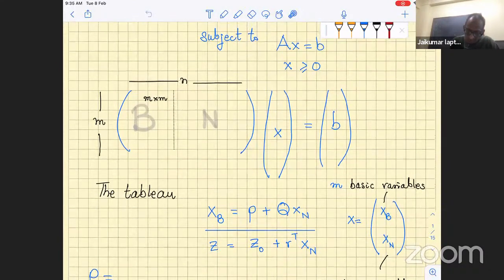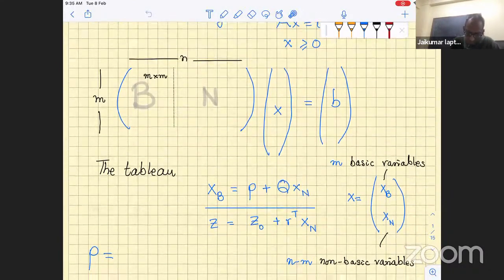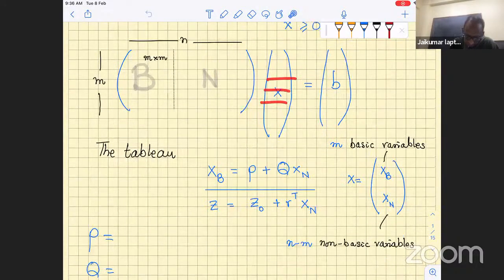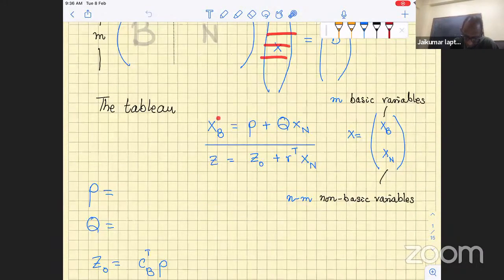Okay, so what we have is a system of equations, AX equals B. But if we look more closely, this is our A, this is our X, and this is B. And at any moment, we will be working with a certain basis. Okay, so it need not be contiguous, it need not be the first M columns. It is some M columns here, which will form the current basis. And with respect to that basis, you will have the corresponding variables here, which we denote by X sub B.